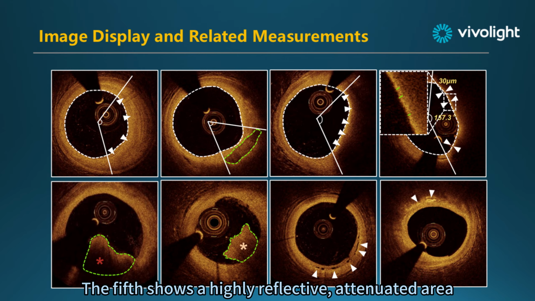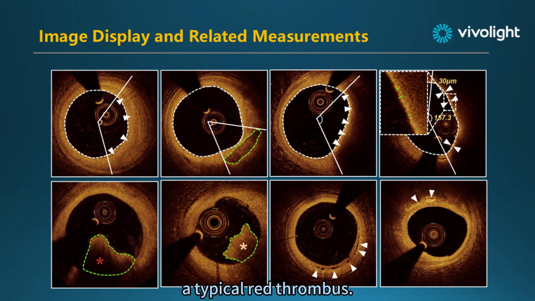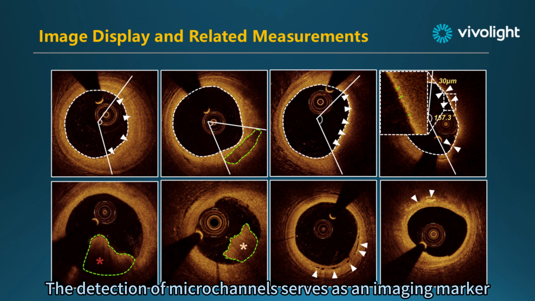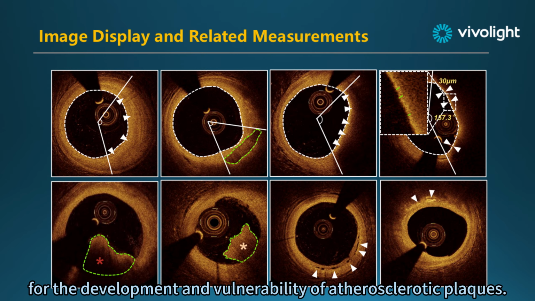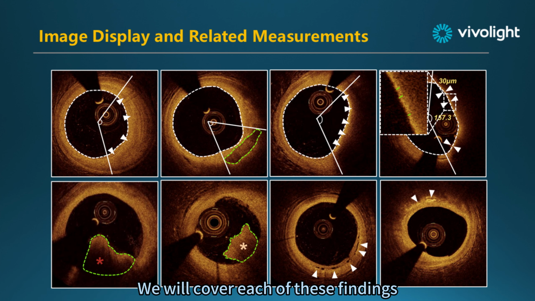The fifth shows a highly reflective, attenuated area, a typical red thrombus. The sixth is a white thrombus. The seventh might be less familiar. It shows the microchannels. The detection of microchannels serves as an imaging marker for the development and vulnerability of atherosclerotic plaques. We will cover each of these findings in detail later in the series.